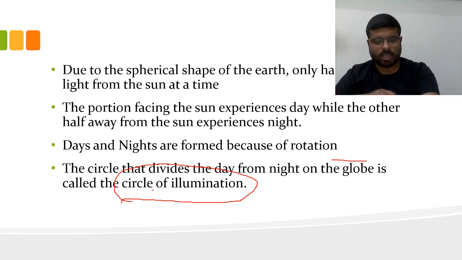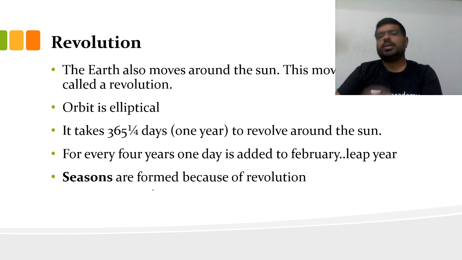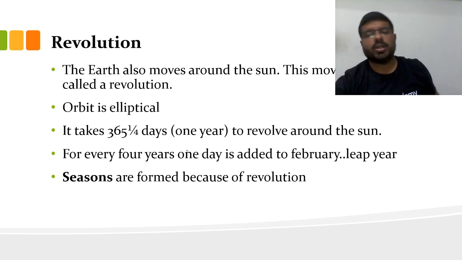So this is rotation. Then revolution. The Earth moves around the sun. This movement is called revolution. You know that the orbit of the Earth is elliptical in nature.